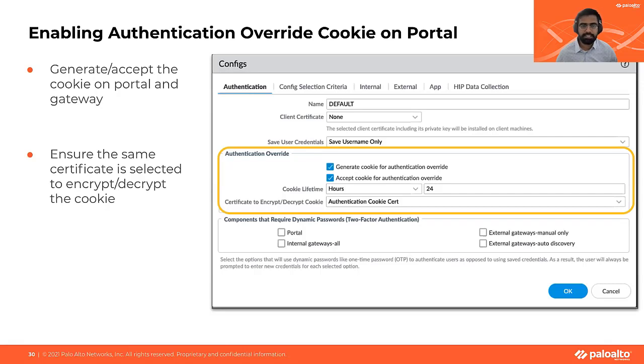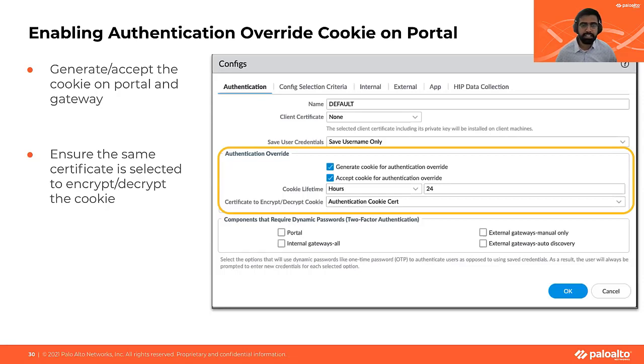The portal sends this cookie to the endpoint after the user first authenticates with the portal. By selecting the Accept Cookie for Authentication Override, this will allow the portal to authenticate endpoints through a valid encrypted cookie. When the endpoint presents a valid cookie, the portal verifies that the cookie was encrypted by the portal, decrypts the cookie, and then authenticates the user.